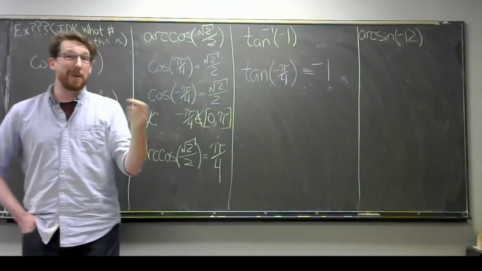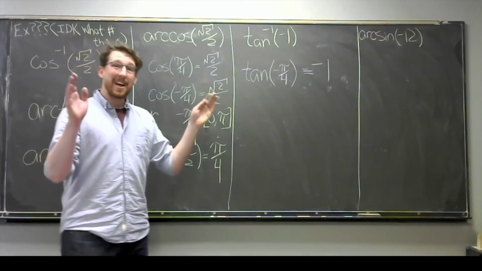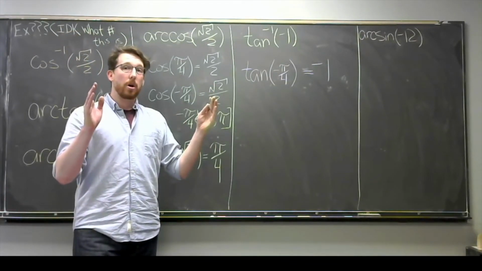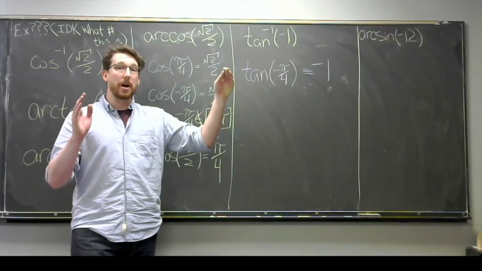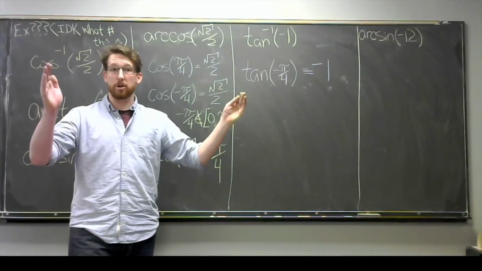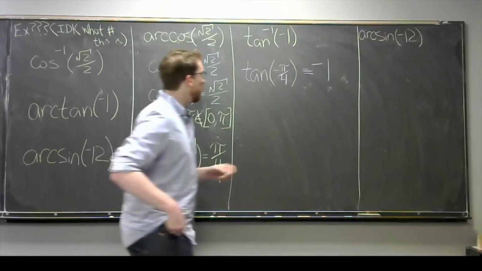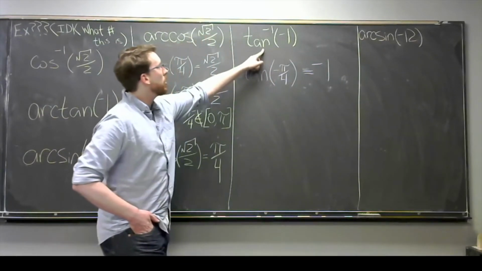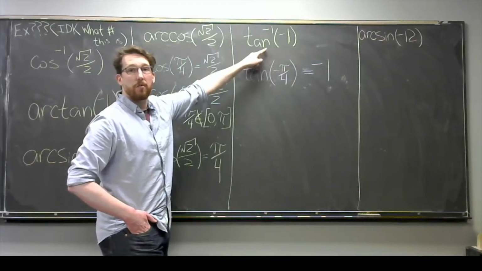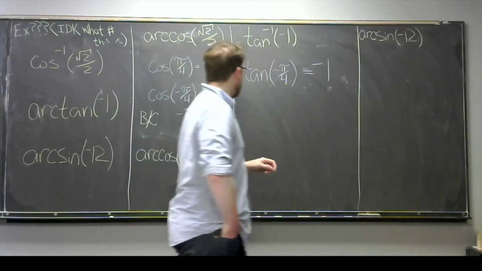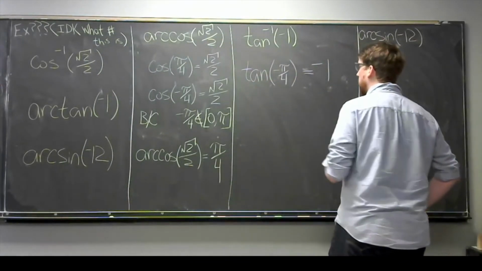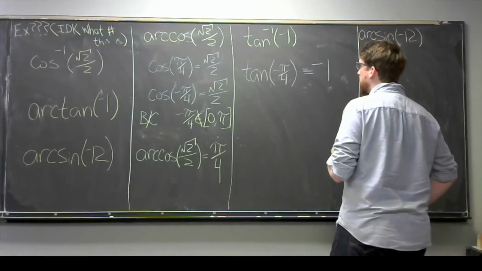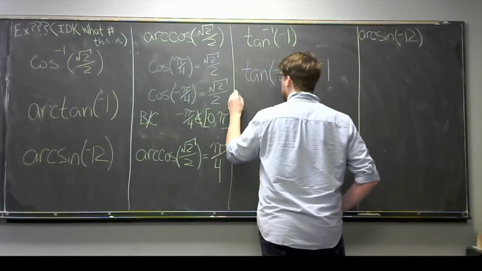And because negative pi over 4 is inside that interval of negative pi over 2 to pi over 2, it must be the answer to the inverse tangent of negative 1. Or the arc tangent, you can call it.